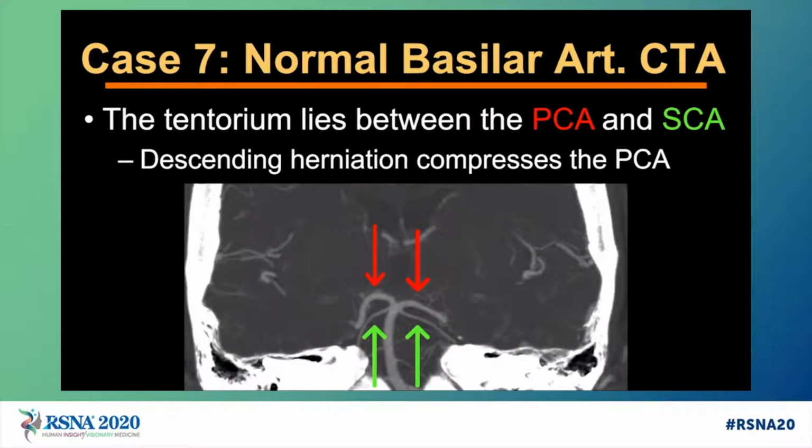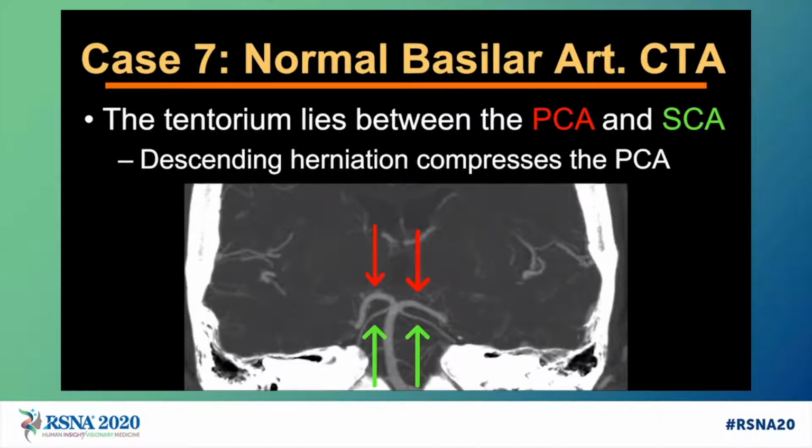I'm showing you a normal basilar artery CTA. The red arrows point to the posterior cerebral arteries. The green arrows point to the superior cerebellar arteries. Something that's pretty tough to see on CT, the tentorium lies between the posterior cerebral artery and superior cerebellar artery.